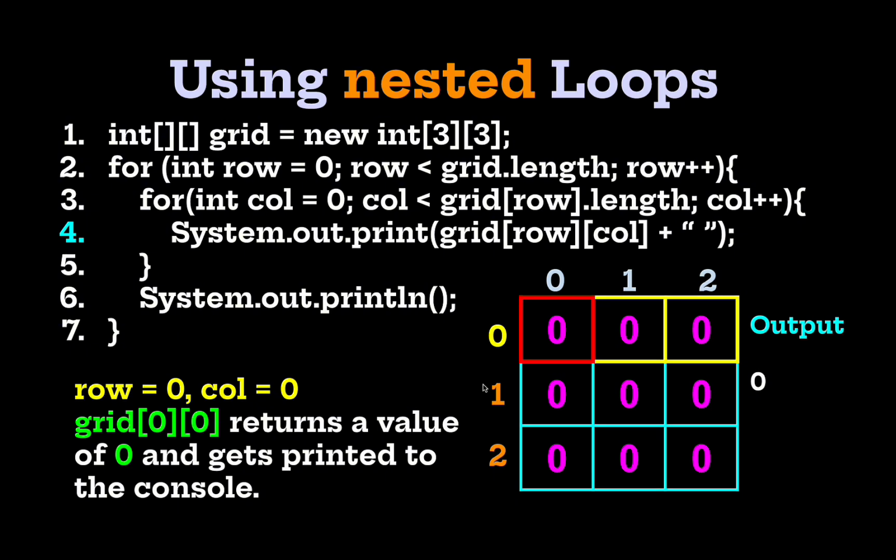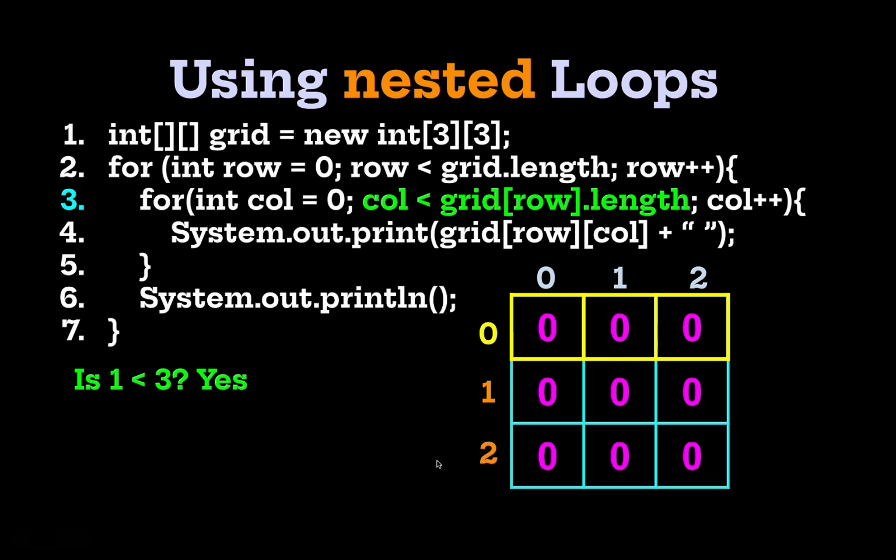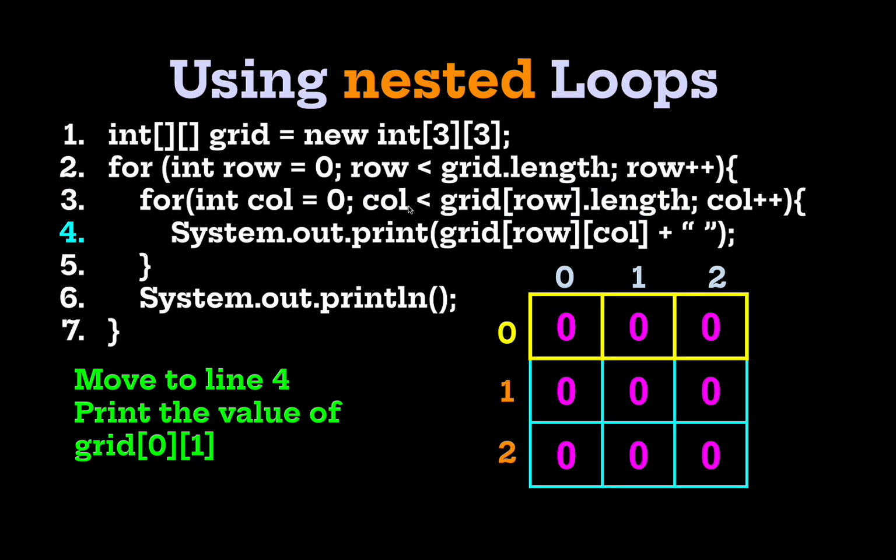What happens after that? We want to go back to line 3 and, of course, look at col plus plus. We add 1 to the value of col. Col initially was 0, right? Now we're adding 1 to it, 0 plus 1. Col now becomes 1. And so we're asking ourselves this simple question: is 1 less than 3? What's the answer? Yes, right? Then, if that's the case, move to line 4.